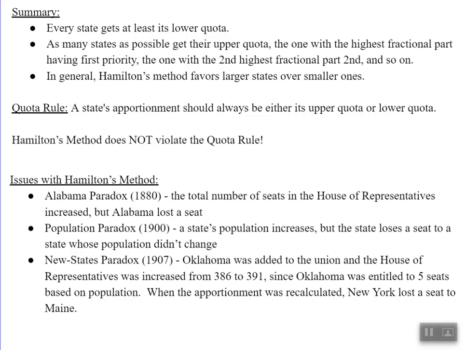In 1900, we experienced the population paradox. A state's population increases, but they lost a seat to a state whose population didn't change, or whose population didn't change as much.